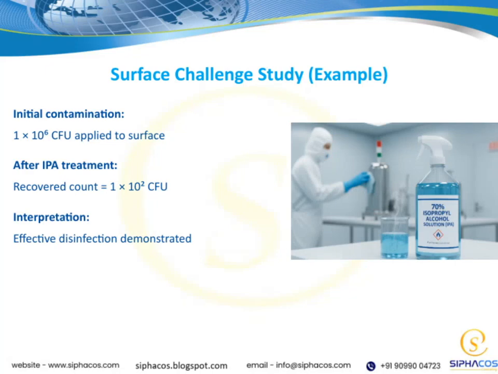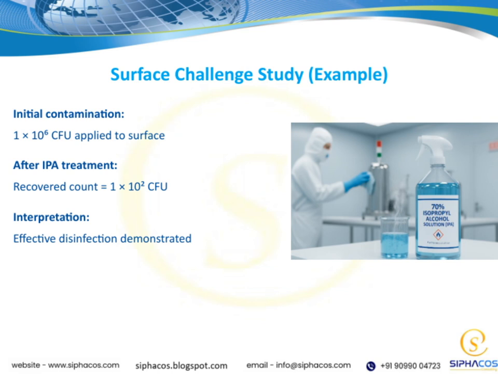All right, let's look at this surface challenge study example. Initially, we started with 1 million colony-forming units, or CFUs, applied directly to the surface. This gives us a baseline of how much contamination was present before any treatment. After applying the IPA, or isopropyl alcohol, we recovered only about 100 CFUs. This significant reduction indicates that the disinfection process was quite effective.